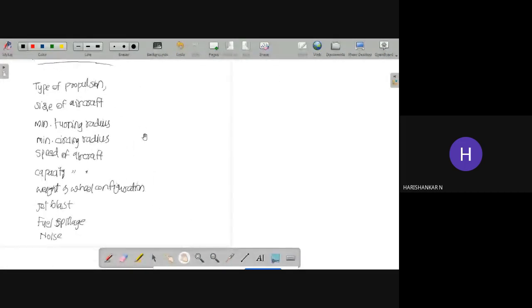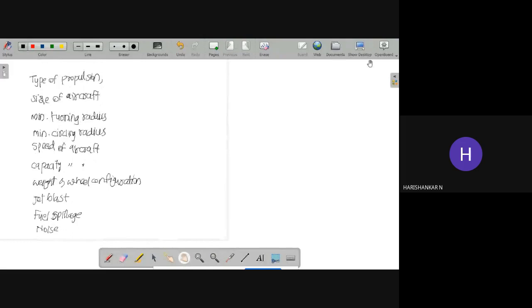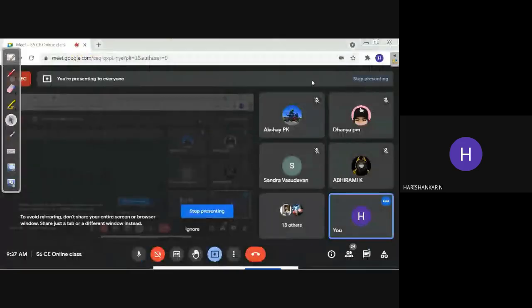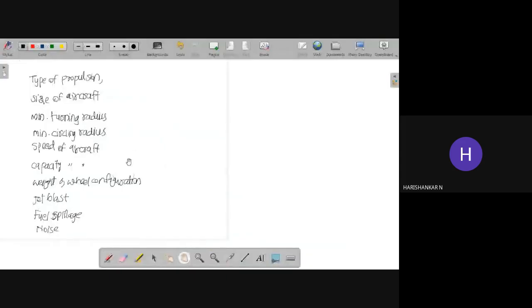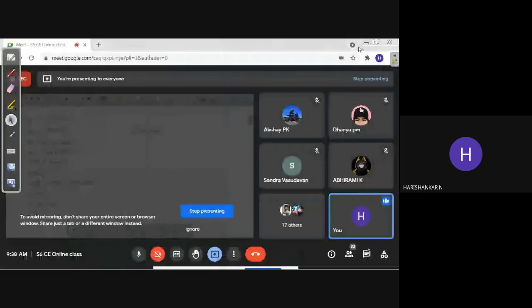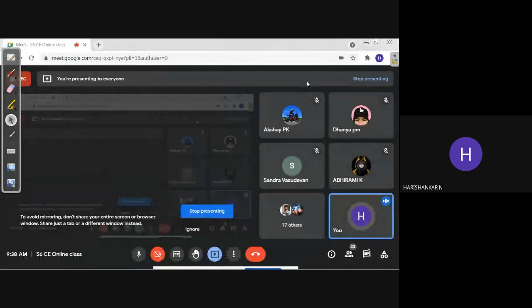Starting from the type of propulsion. What is this propulsion? Propulsion means the method by which we are propelling this aircraft. For this purpose, we have to study four types of propulsion. That is where we stopped in the last class. The four types of propulsion are, one is the piston engine. Basically how we propel this aircraft, in order to propel, there will be an engine. This engine powers the aircraft.